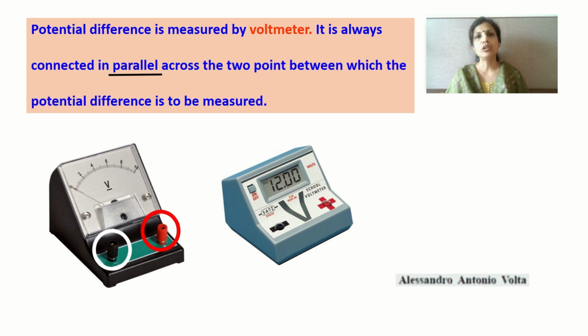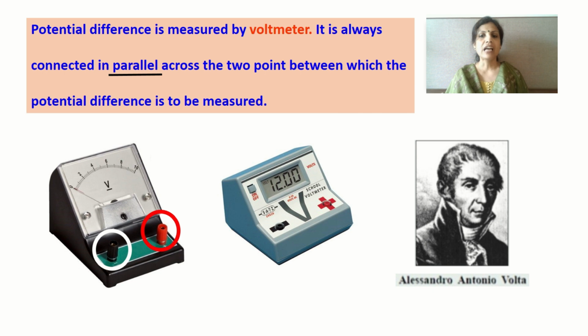Alessandro Antonio Volta, the great Italian physicist, is the one who invented the electric battery. Volta was performing electrical experiments when he was just 18 years old, and his invention of the battery in the year 1796 revolutionized the use of electricity. So to honor his great work in the field of electricity, the unit of potential difference is given the name volt.